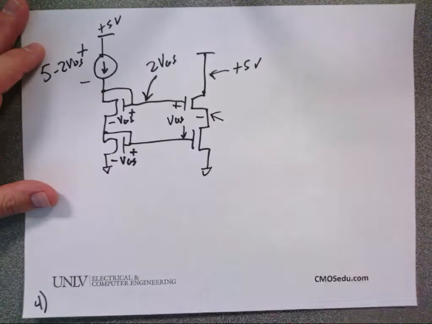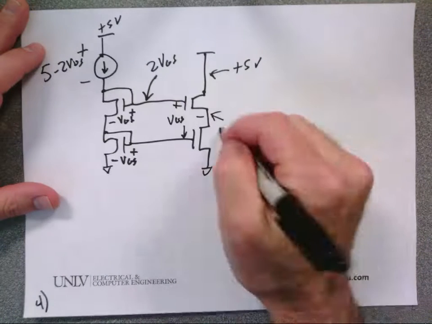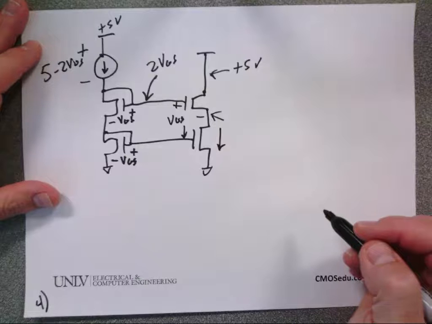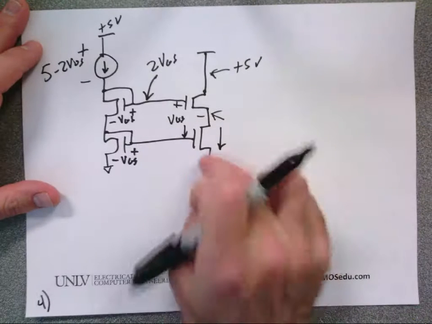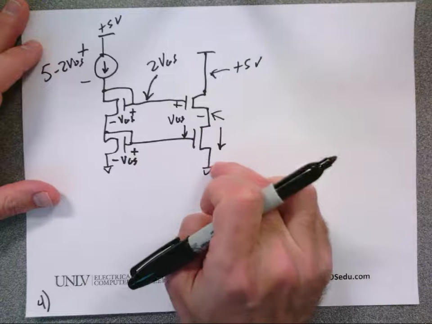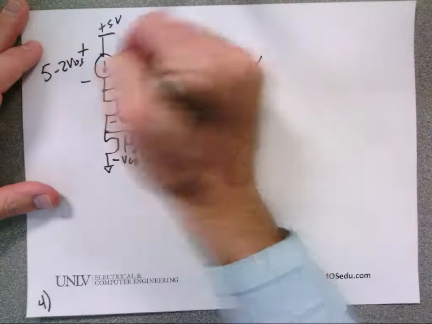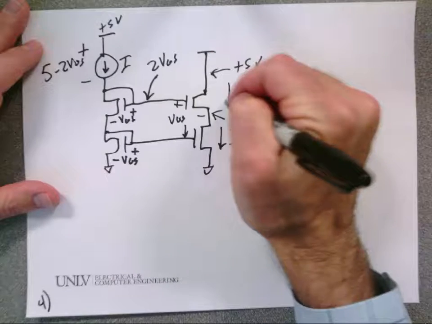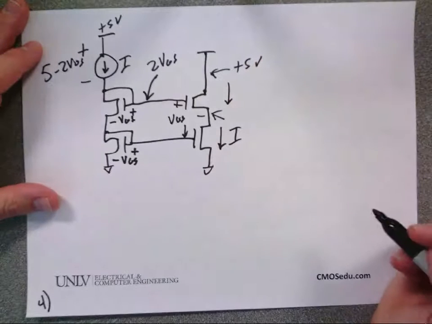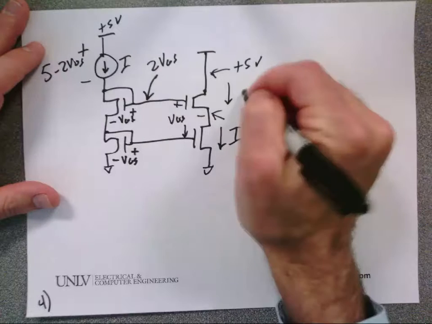Okay, so wait, let me pause for a second. What's the current flowing in here? It's turned on the same amount as this. What is the current flowing in here? I. Does everybody follow? They're turned on the same amount. Well, what's the current flowing in here and why? I. Where else is it going to flow?